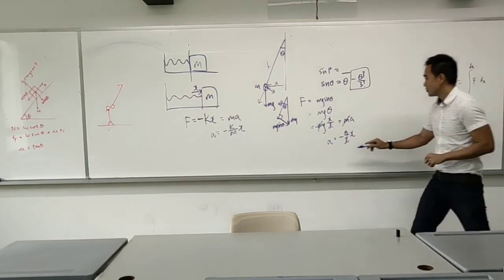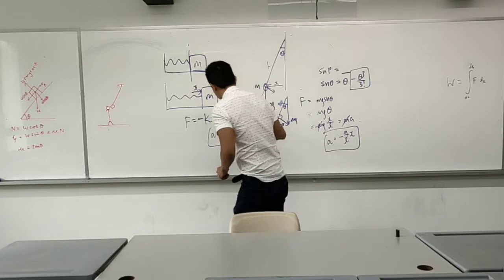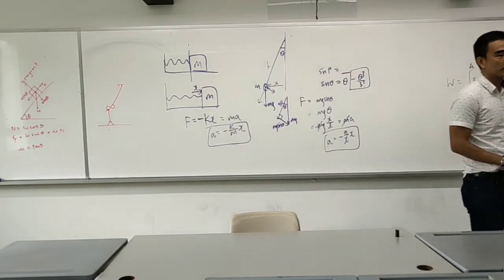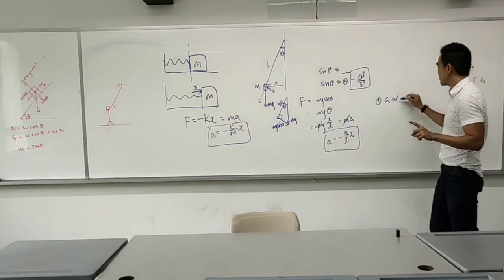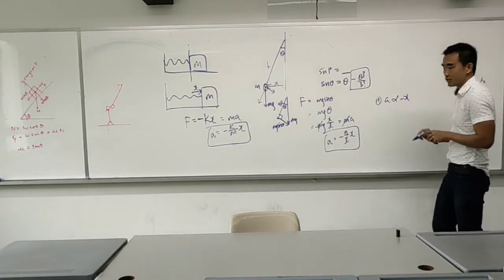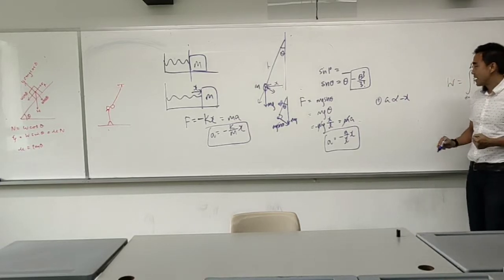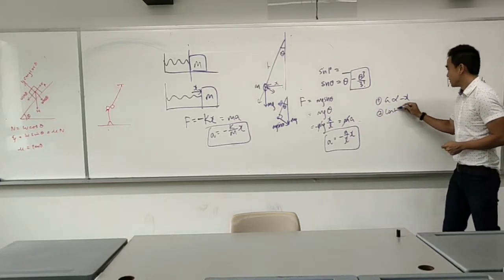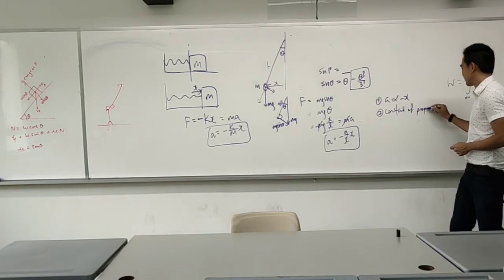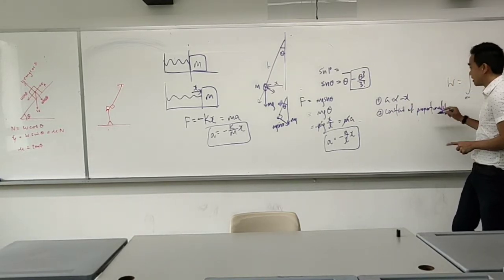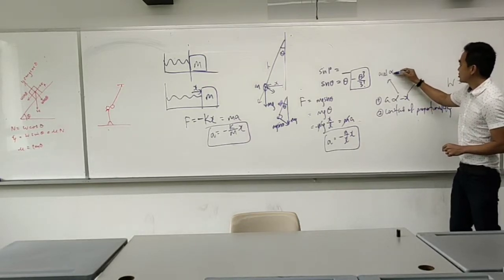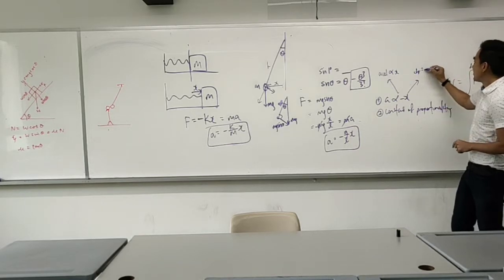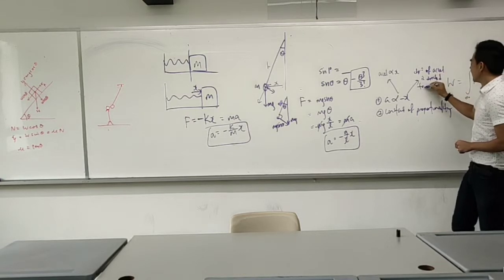Now what do you notice about this form and this form? There are two similarities. There's a constant. Yes, exactly. So first, a is directly proportional to x. In fact, if you want to be careful, you put a negative x. And two, there is a constant of proportionality. Now this one I like to further break down into two parts. The acceleration is directly proportional to x, and the direction of acceleration is always directed to a fixed point.